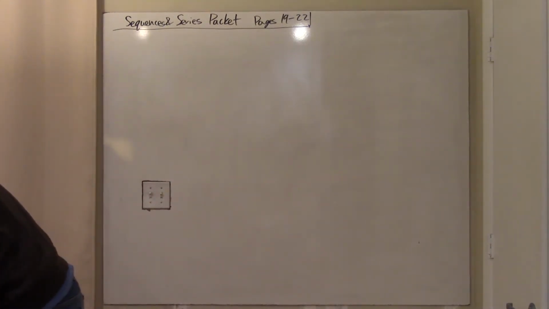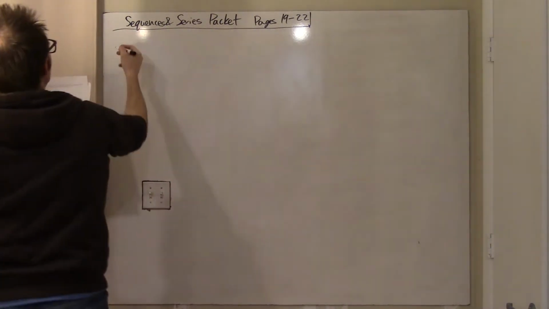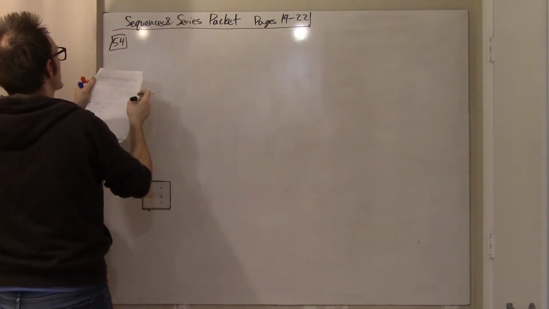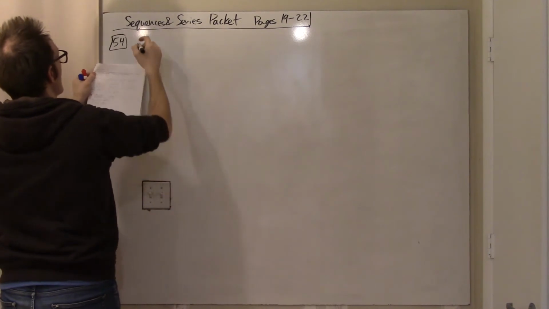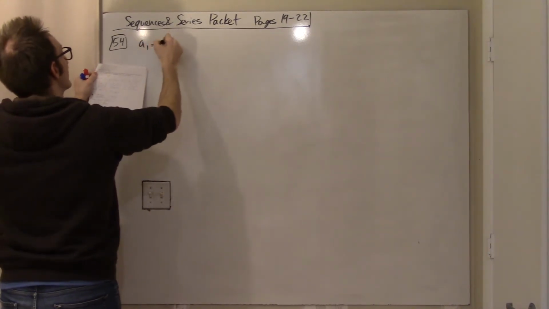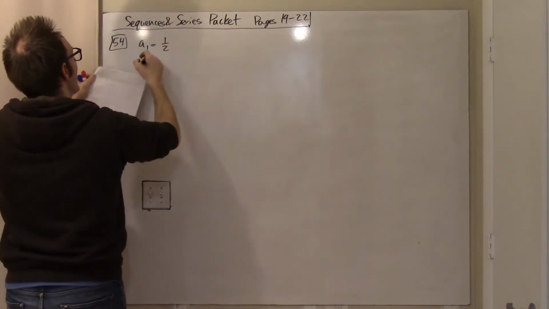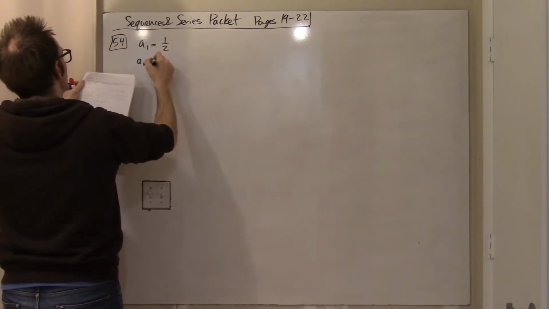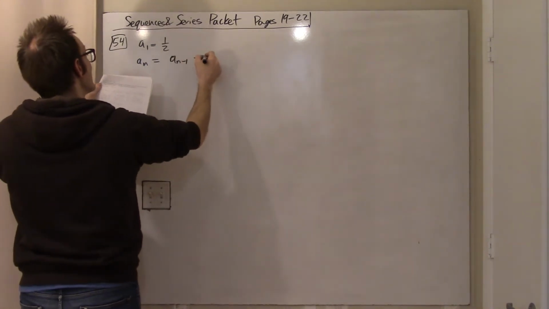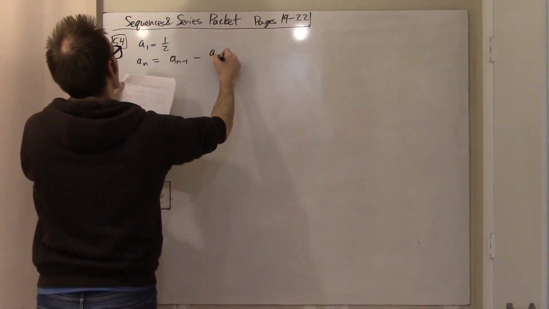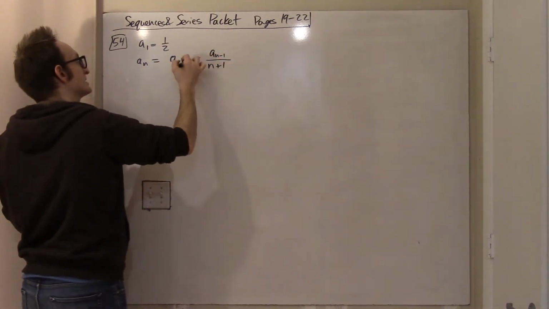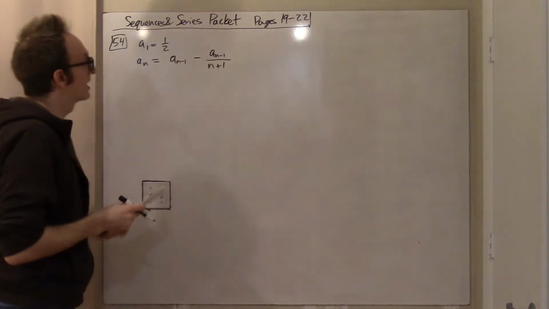Page 21, number 54. Okay, here is what we are given. We are given a particular recursive sequence. The first term we're told is 1/2, and the nth term is the previous term minus the previous term over n plus 1. Okay, so this is a recursive formula.